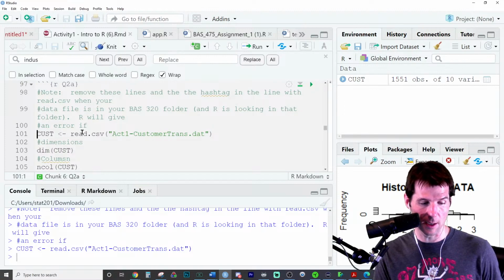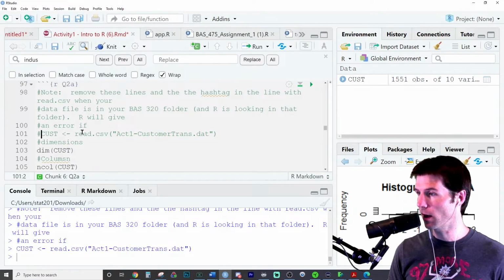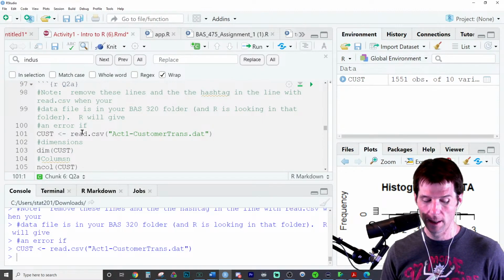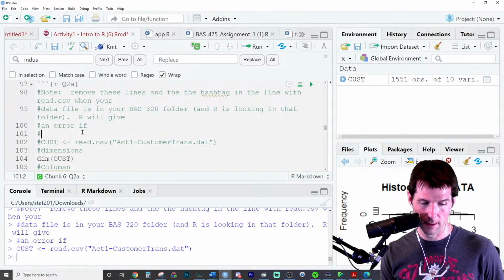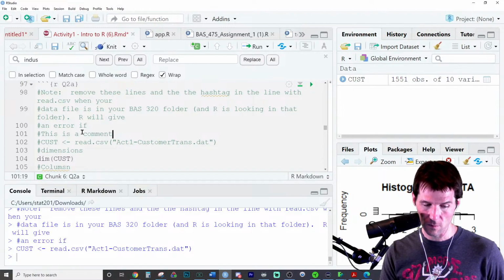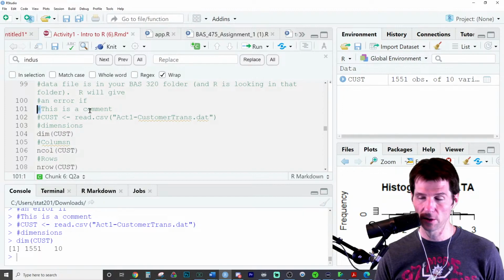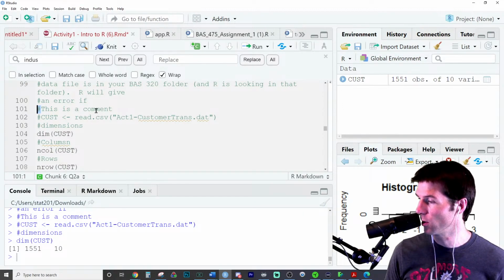It should be hashtagged out, and hashtag makes it a comment. So we're going to unhashtag it. It's no longer a comment. Comments are just whatever you want to write, like this is a comment. Comments are not code. It actually went down and ran the next code, but comments are not code. I thought I did right. Could you go through it again?